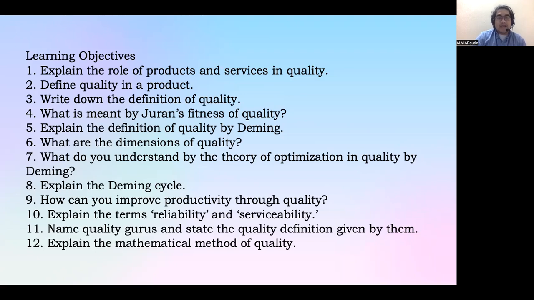Explain the Deming cycle. How can you improve productivity through quality? Explain the terms of reliability and serviceability. And next, name quality gurus and state the quality definition given by them. And lastly, explain the mathematical method of quality. So for now, hindi naman tayo magsosolve dahil may mathematical method. Pero may mathematical method pero hindi na tayo magsosolve.